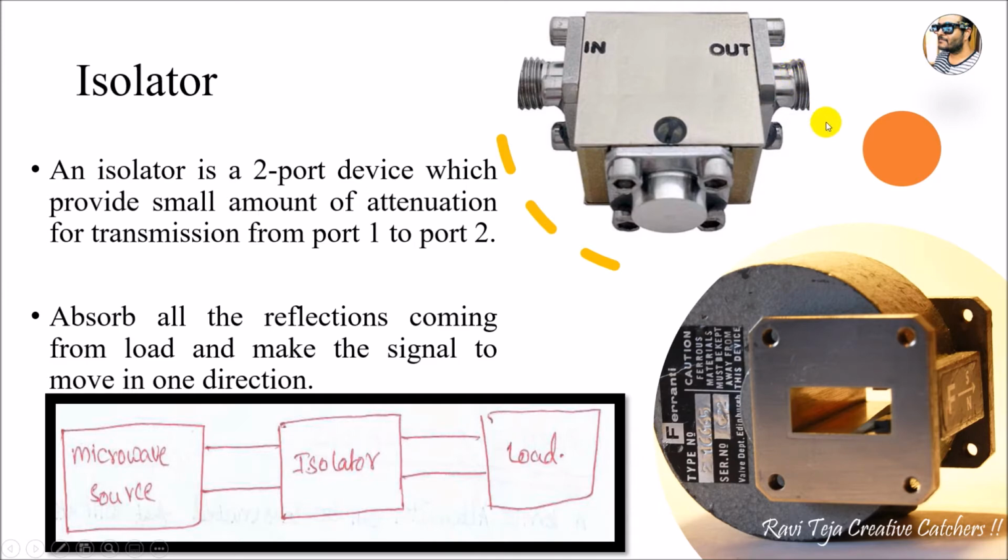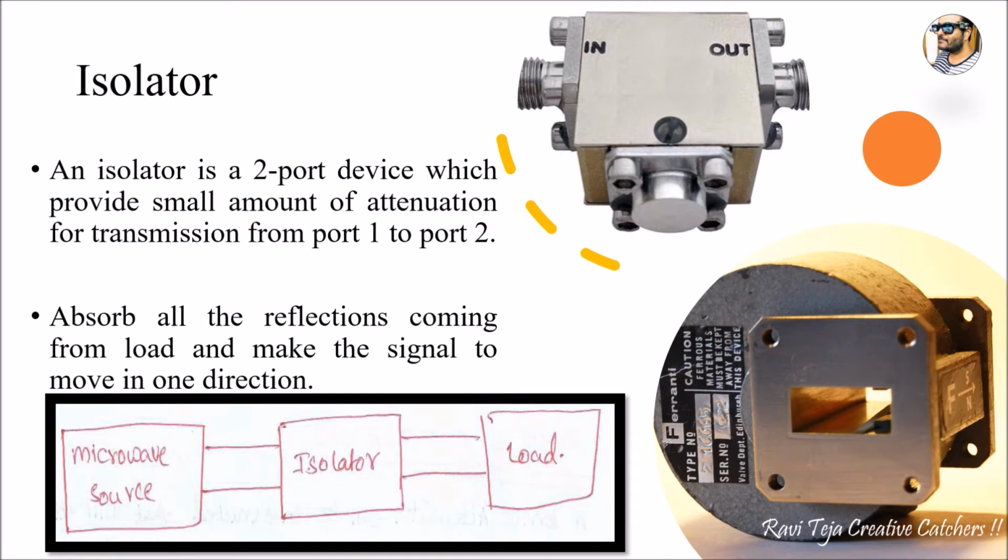Okay, so the most effective part of the isolator is that it transmits the signal only in a single direction. As the signal is passing through the input, the isolator sees that it travels through only the output. Okay, if at all there are any reflections coming back from the output, it will absorb all the reflections and make the signal move only in one direction. So mostly an isolator is used.